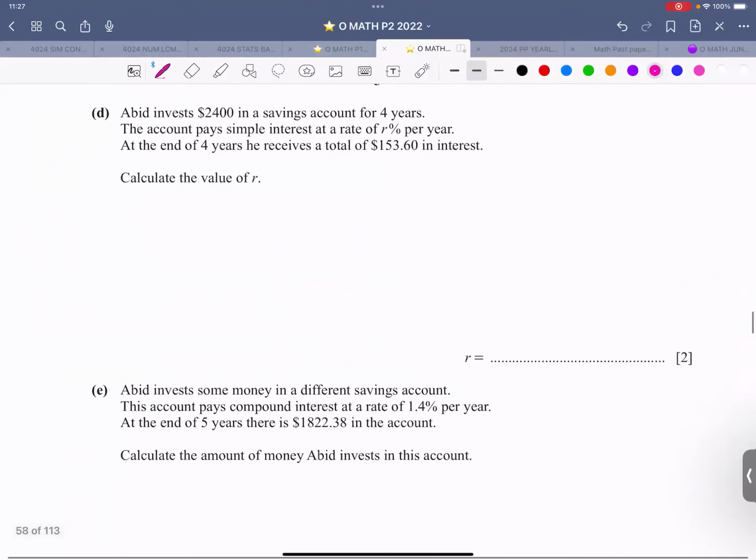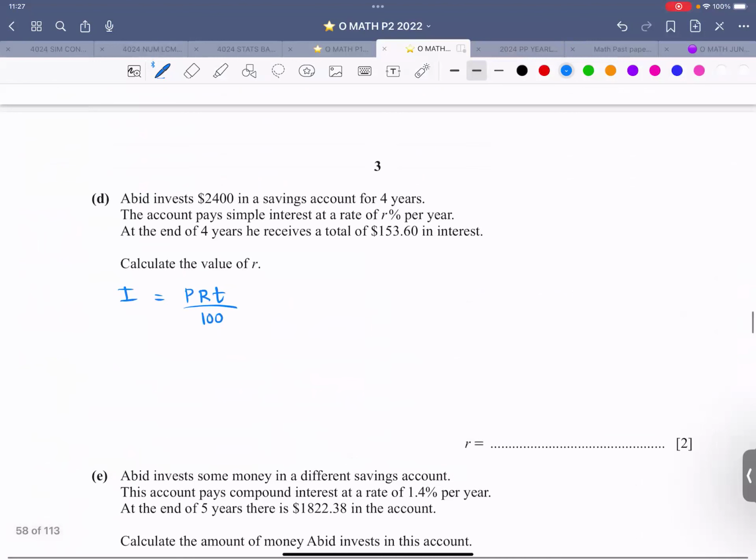The next question. This time it's about Abid, who invests $2,400 in a savings account for 4 years. The account pays simple interest. So it's about simple interest. Let me write down the formula: I equals PRT over 100. This is your P, the principal amount. This is T. The percentage per year is unknown.